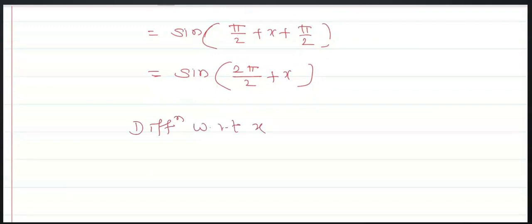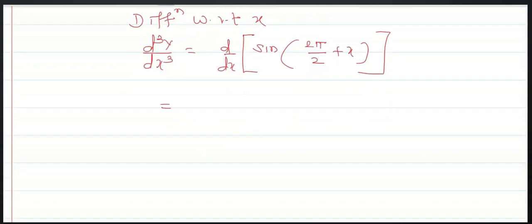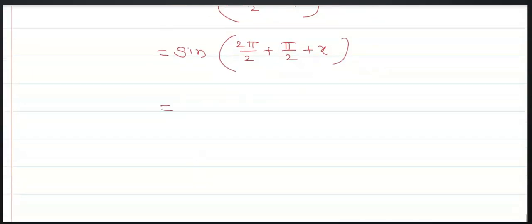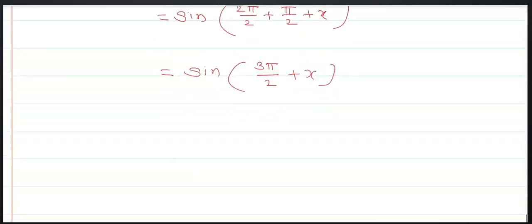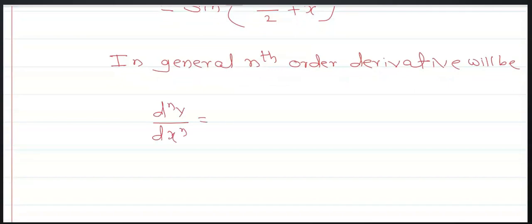Again, differentiate this with respect to x. Therefore, d3y upon dx cube is equals to d by dx of sine of 2 pi by 2 plus x, and its derivative is cos of 2 pi by 2 plus x into derivative of x, which is 1. Again, this can be converted into the sine by adding 1 pi by 2, that is sine of 2 pi by 2 plus pi by 2 plus x, that is sine of 3 pi by 2 plus x. And that's why, in general, this was the third term. In general, the nth order derivative will be d^n y upon dx raised to n is equals to sine of n pi by 2 plus x.